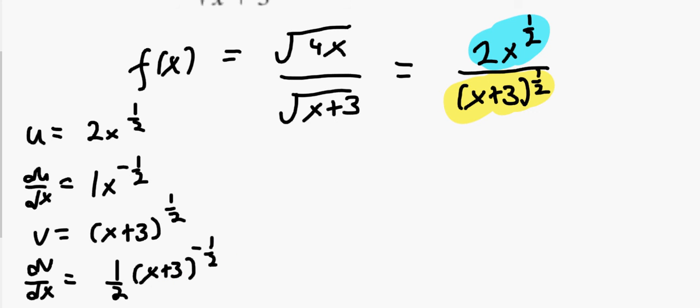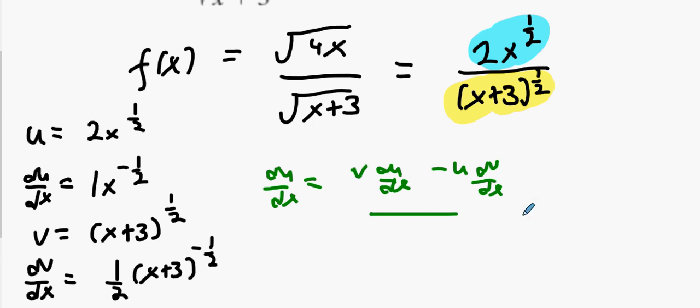Now we have the interesting part, which is putting it all together. So the y dx is v du dx minus u dv dx all over v squared.